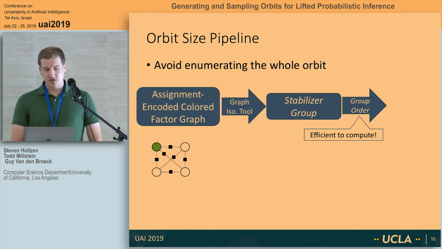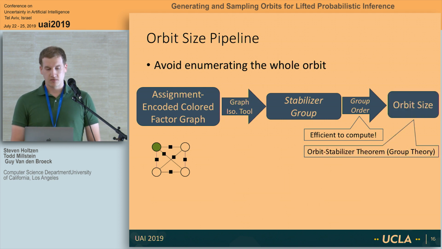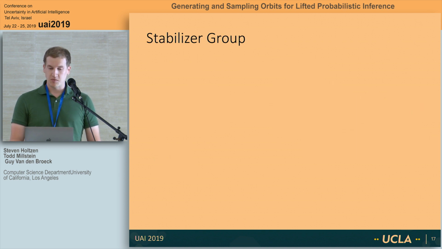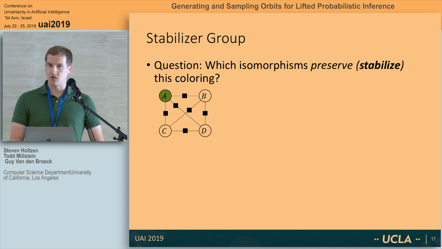So we start with this assignment-encoded colored factor graph. And we run a graph isomorphism tool on it, and we get something called a stabilizer group, which I'll tell you more about. We compute the group order, which is efficient, and then we get this orbit size out of that using the orbit stabilizer theorem. So I'm going to break down each of these little steps and tell you why they work.